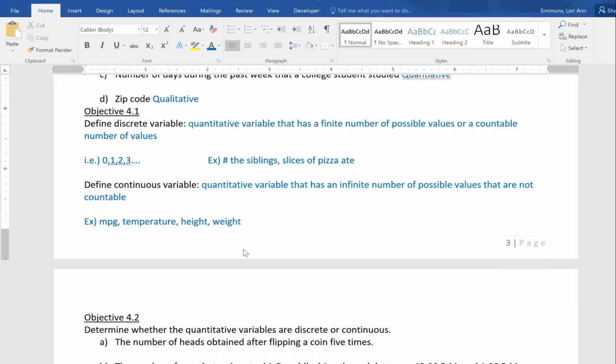So for example, something could say there are 8.9 million people in Wisconsin. Well, you can count people, so that is actually discrete. It's just written as a decimal, but if you wrote it out as 8,900,000 people, then it would not actually be a decimal.